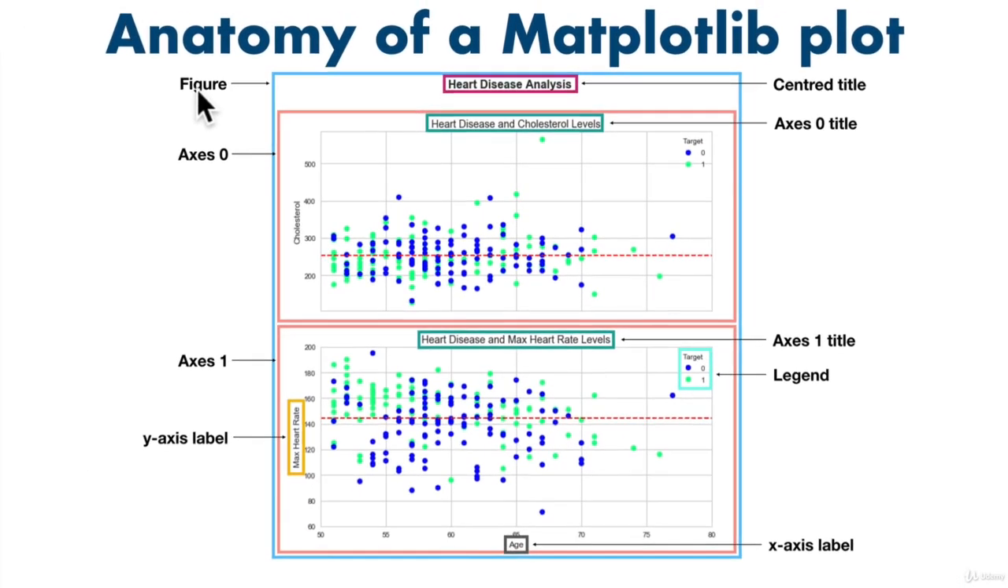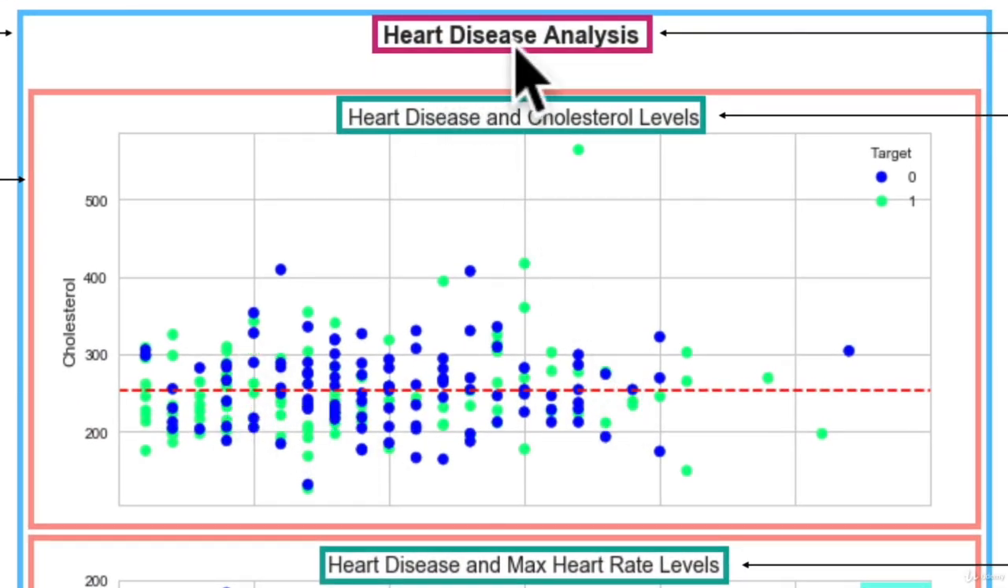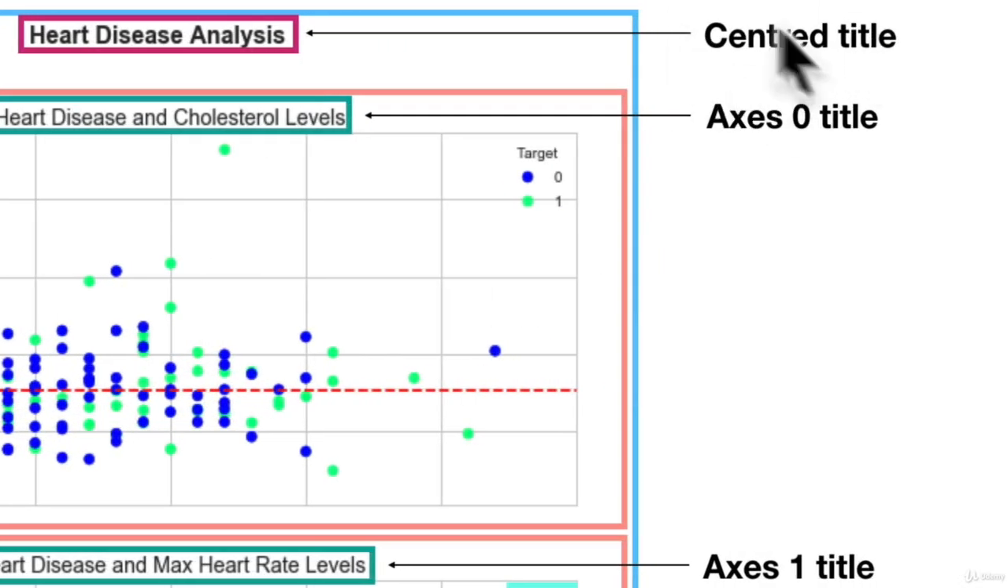So if we look at it, figure is kind of like the giant section here, the everything, the blue square. So the figure contains all of it. It's like the blank canvas. And then what we're going to do is start to add things as we go to make our plots look beautiful. So we've got some data here. This is heart disease analysis. This is the centered title.